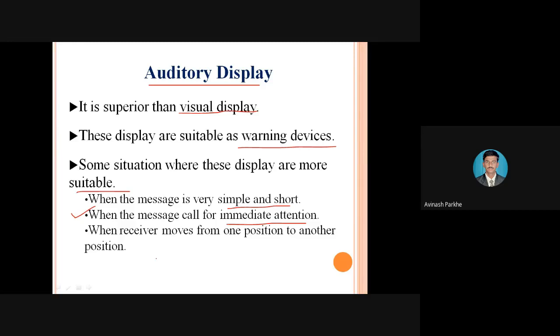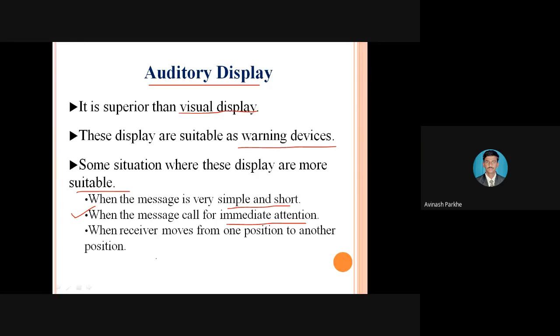So it is not possible to see that particular person in the total industry. Maybe for observing them, another person is required. So in order to avoid such situations, I will announce the name of that particular person and ask them to be present at their respective location. In such situations also, this auditory display plays a very, very important role.